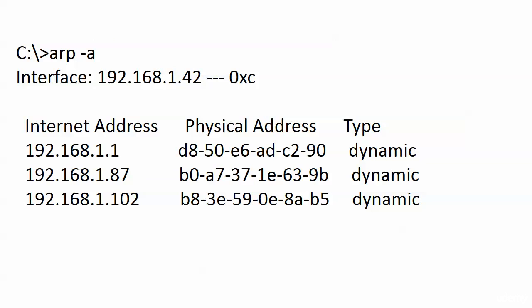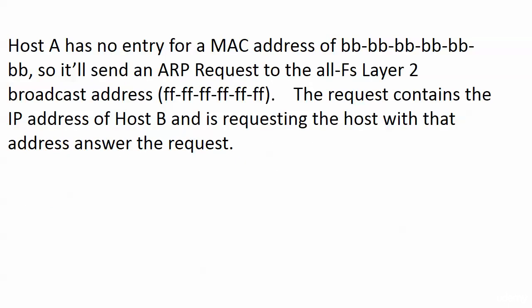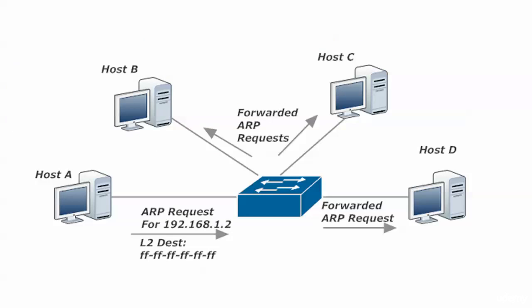So we're sitting there with that, but we look at this and what we don't see is an entry for a MAC address of all B's, which we're assuming host B has. So host A will send an ARP request to the all F's layer 2 broadcast address. And when I say all F's, by golly, I mean all F's, 12 of them. And remember, this is a layer 2 broadcast. That request contains the IP address of host B and is requesting that the host with that address answer the request. And if we have 4 hosts connected to a switch, here's how it's going to go.